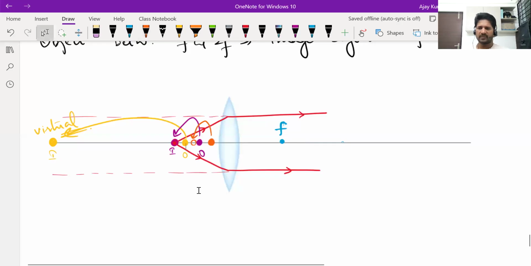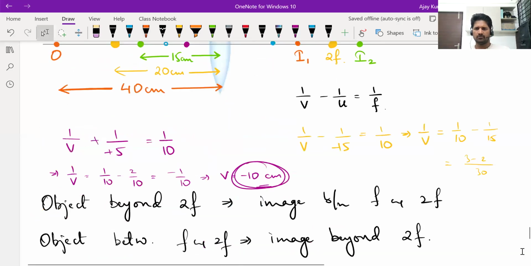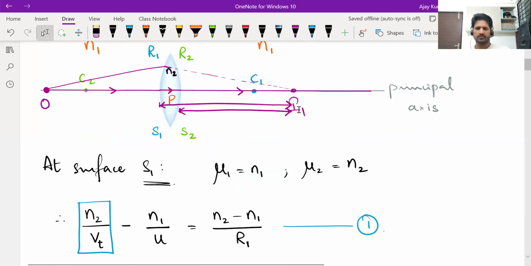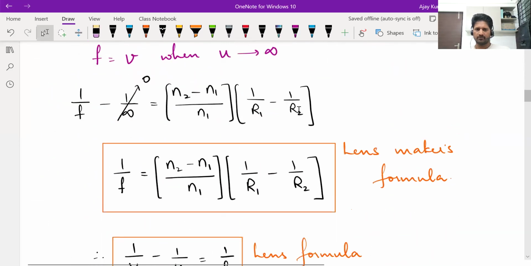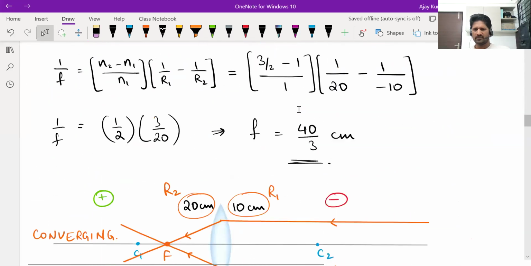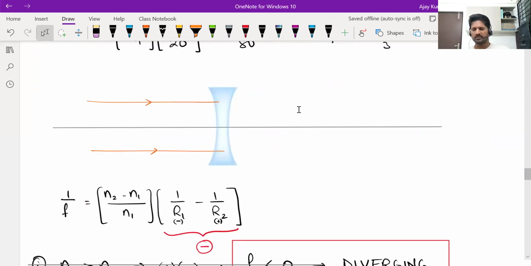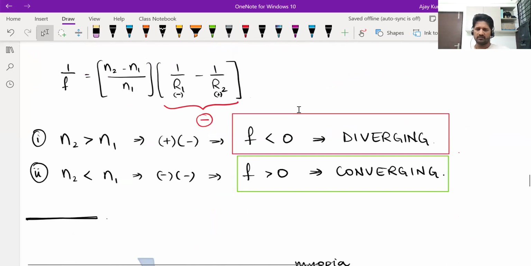Okay. Fine, we'll stop it here for today. So what we discussed today is basically application of spherical surface refraction formula to a lens. We derived the lens maker formula and the lens formula. Then we applied it. We found out focal length. We discussed the behavior of lenses. Convex doesn't always mean converging. Concave doesn't always mean diverging. But commonly they do, because commonly we use lenses in air.